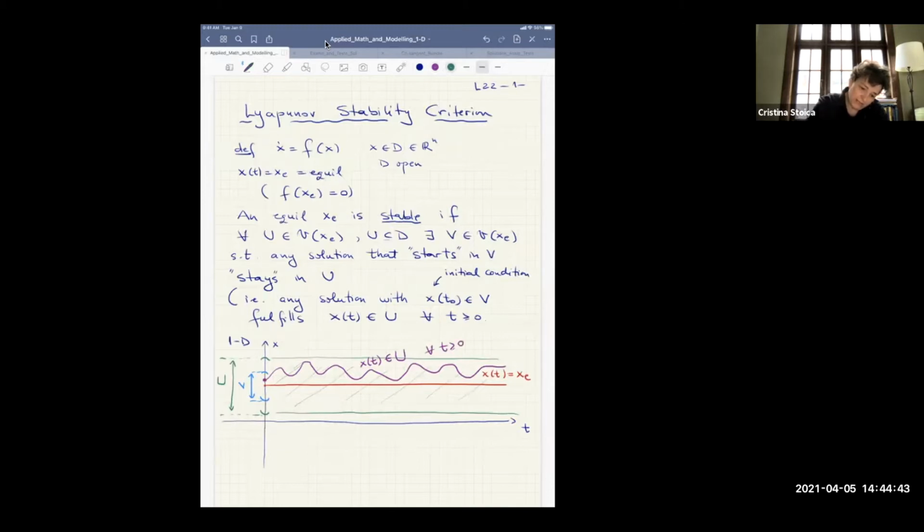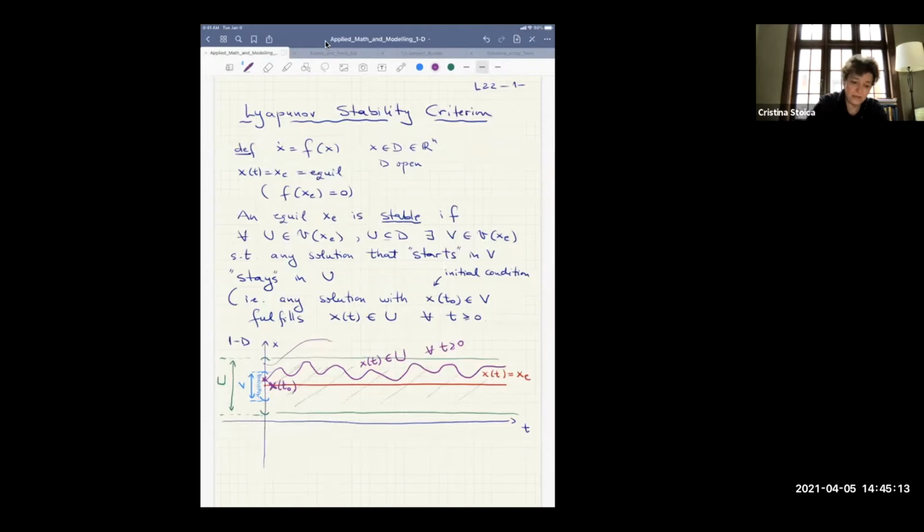And this is happening for any solution that has the initial condition x at t0 inside this V. Now, if I start somewhere else, this is not guaranteed. I might go haywire.